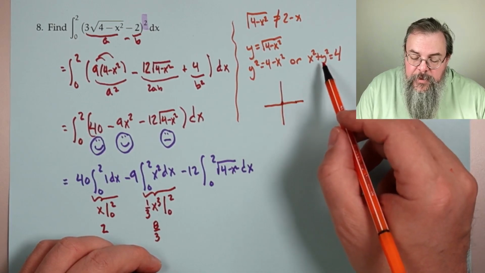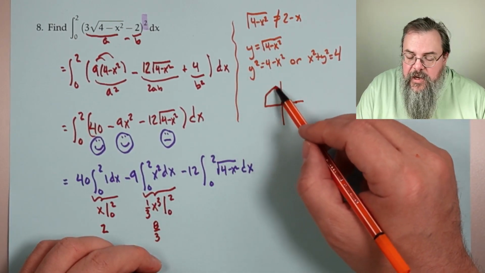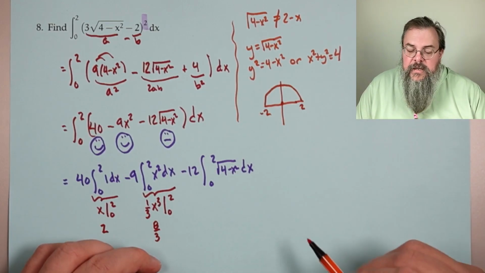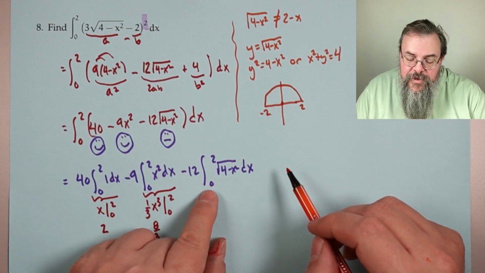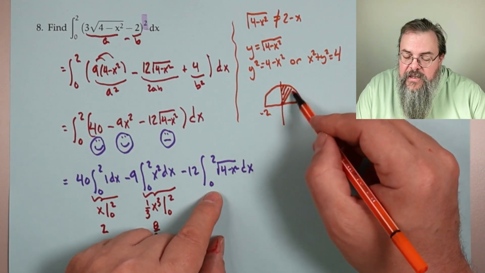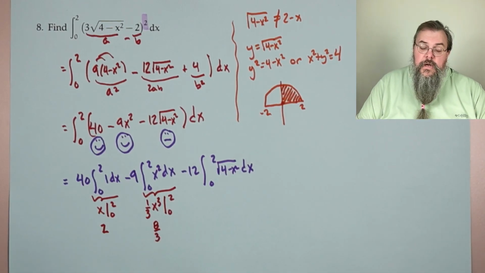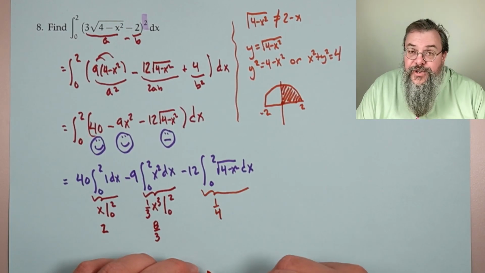Now, running backwards, see how it's the plus part? That just means we only look at the top half. So it's the top half of a circle. Now notice our bounds are going from 0 to 2. So it's like we're trying to find this area. Oh, so this is 1/4 of a circle.